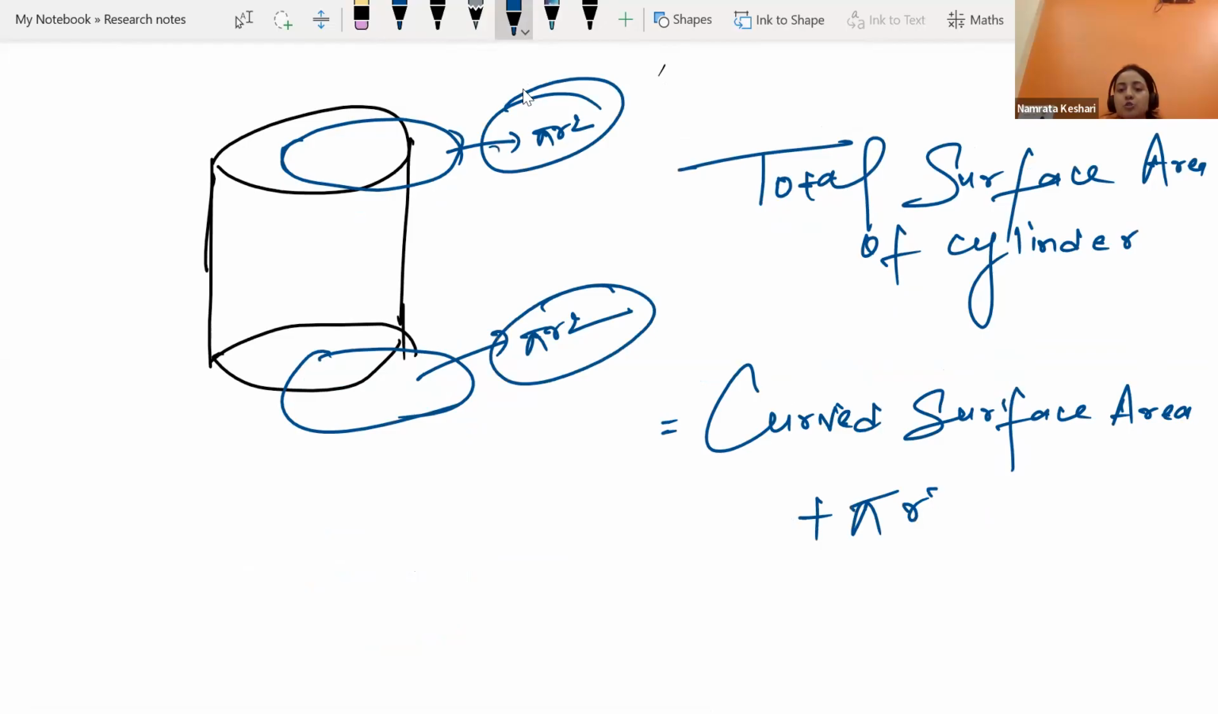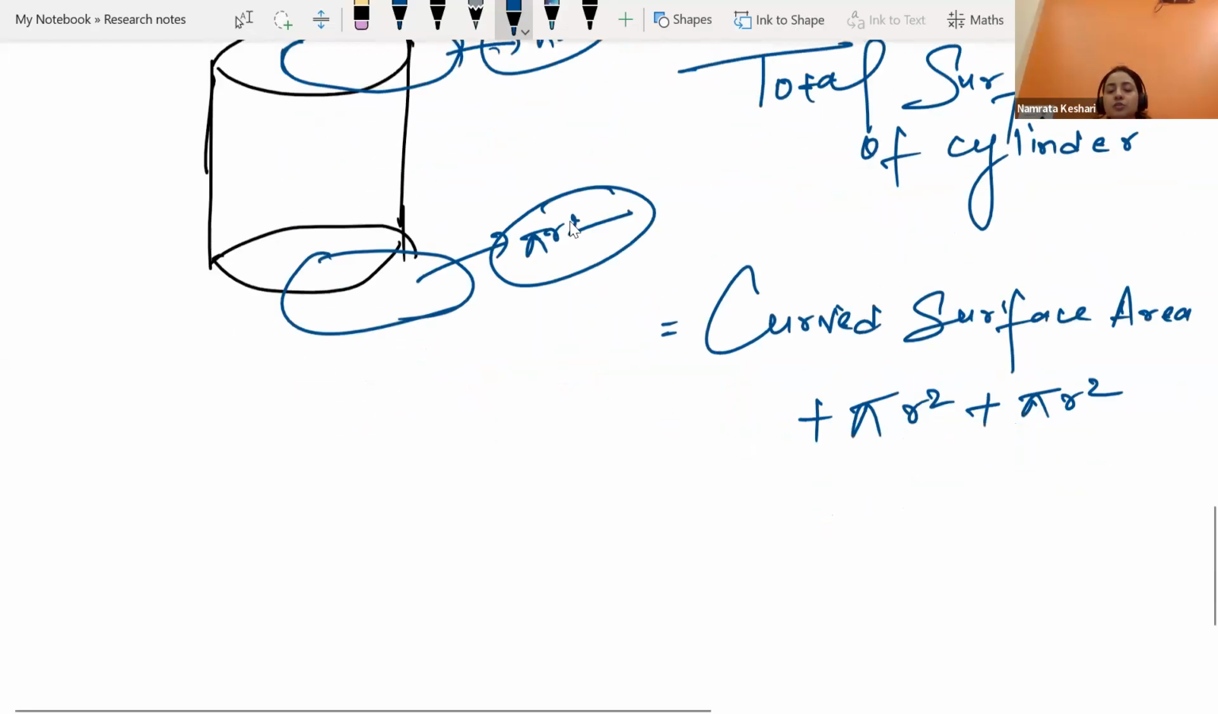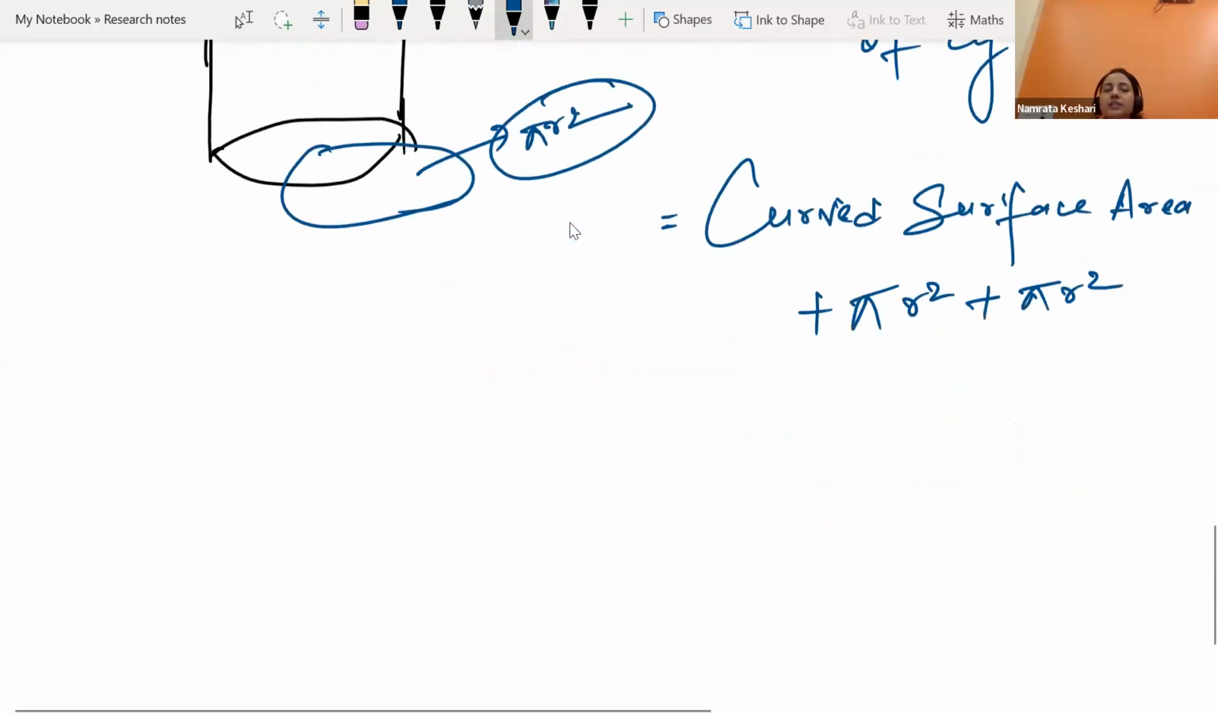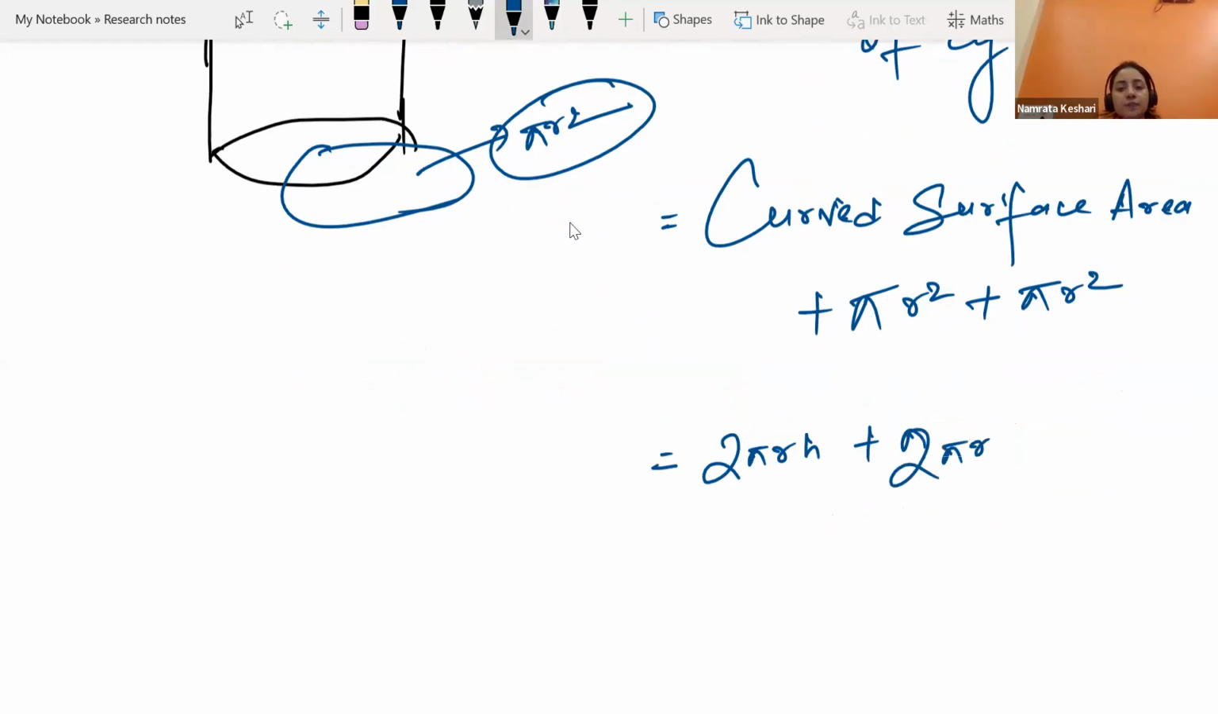If you want, let me show you the broken form of the formula. I'll be highlighting the final formula also. So this is what we are getting. Total surface area means nothing but just the curved surface area, the upper lid and the bottom lid. Now, the curved surface area formula we found was 2 pi r h, and this is pi r square, so 2 pi r square.